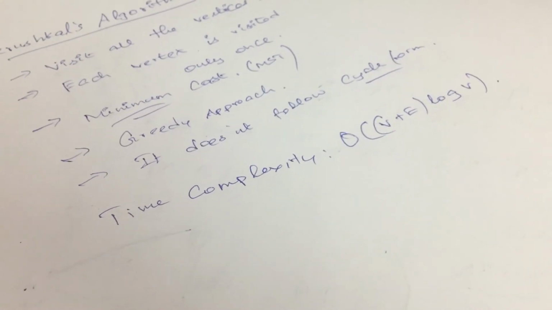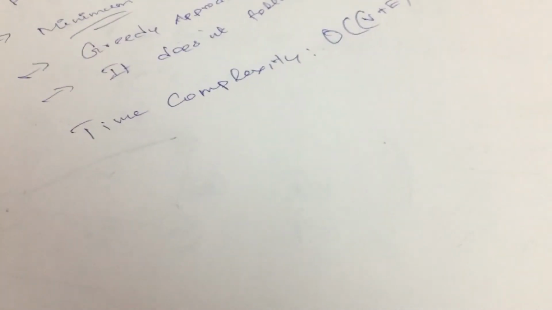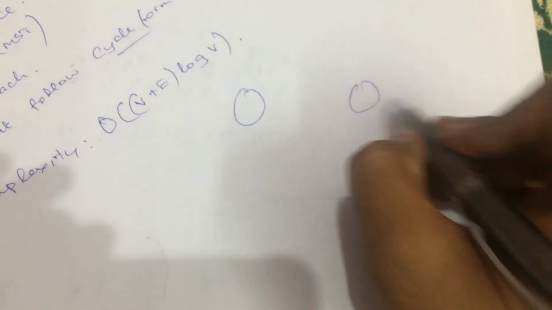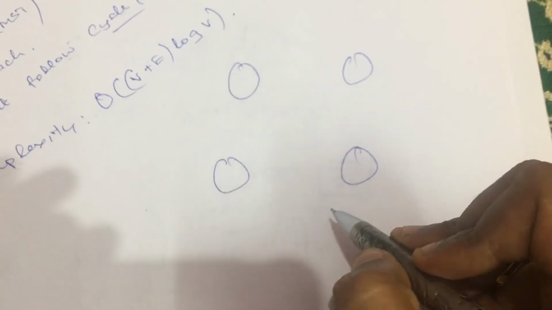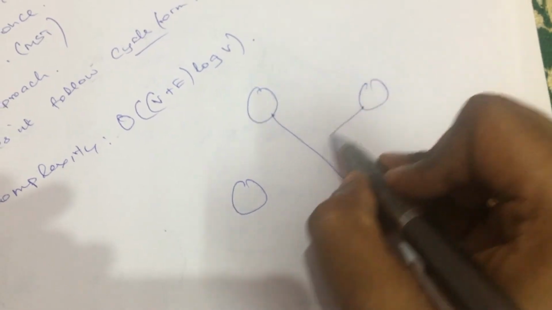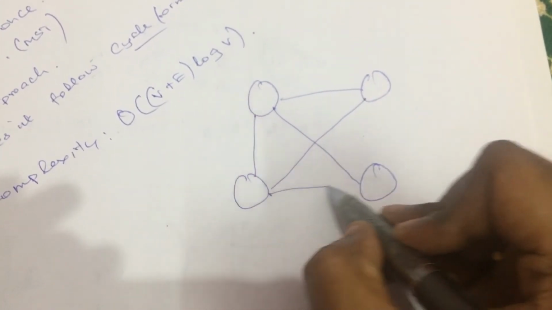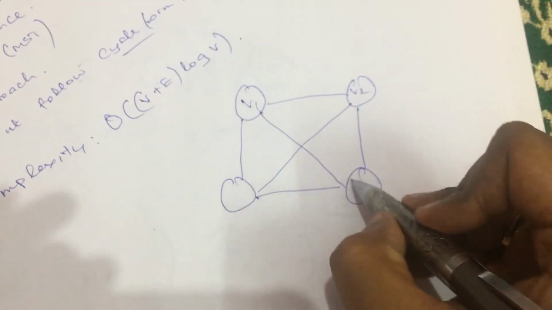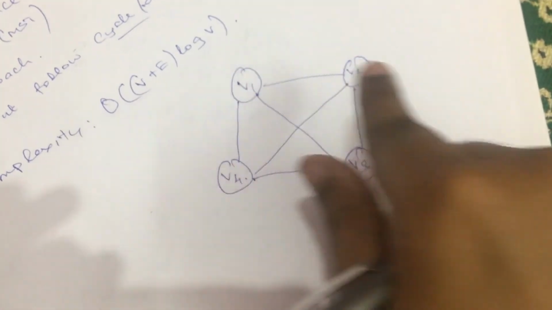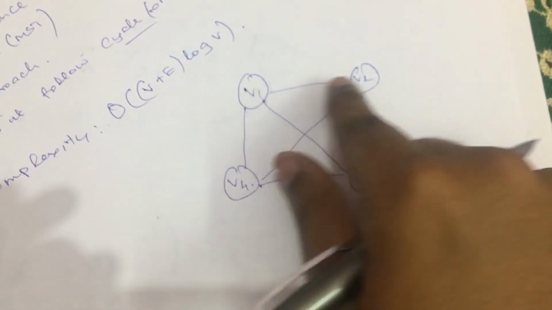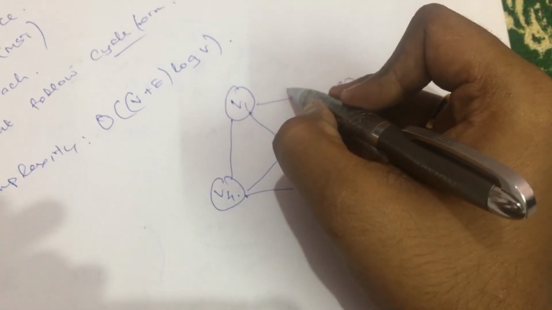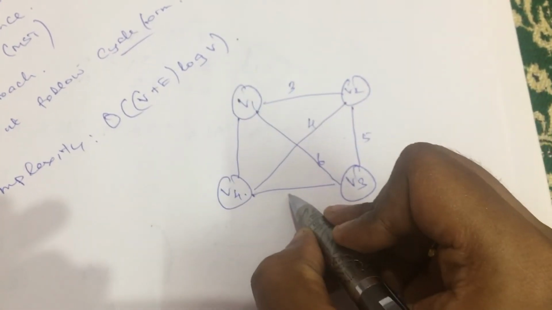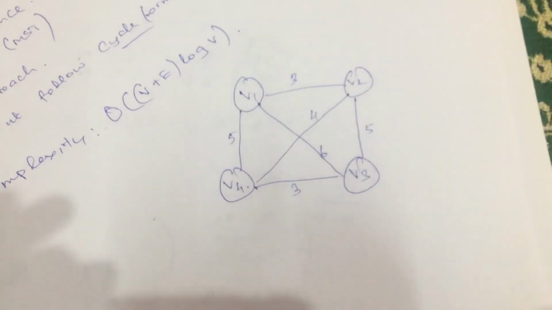Now let's start implementing Kruskal's algorithm. Before that, let's construct a small graph. Let me draw a graph. Let's assume we have a graph with around 4 vertices, and that the graph is completely connected, like each and every vertex is connected to the other vertices: V1, V2, V3, V4. Now let's give the weights: 3, 4, 6, 5, 3, 5. Let's assume it this way.